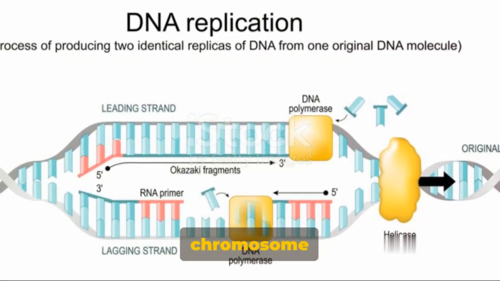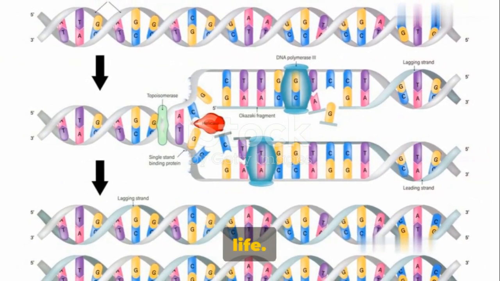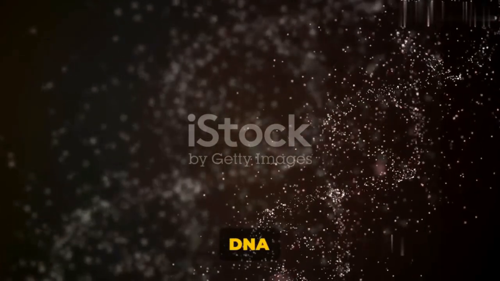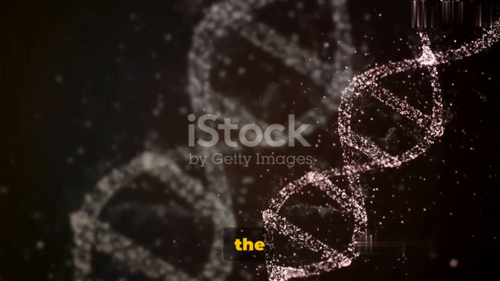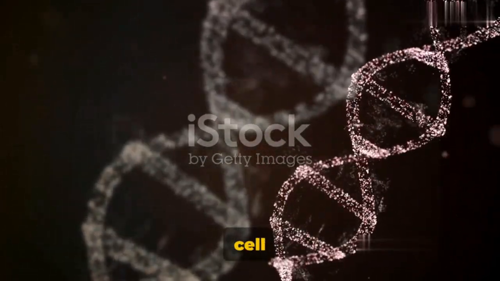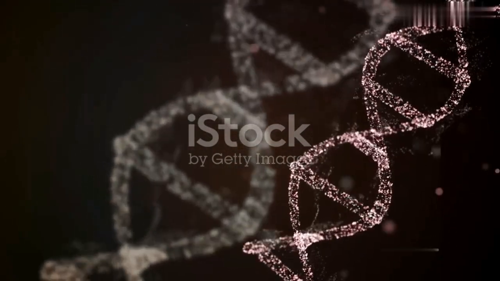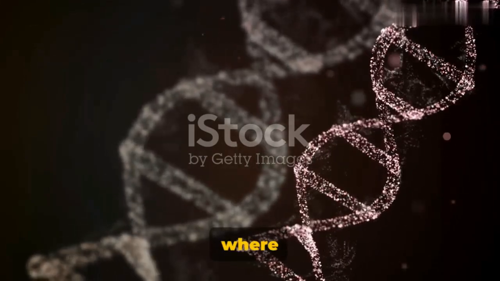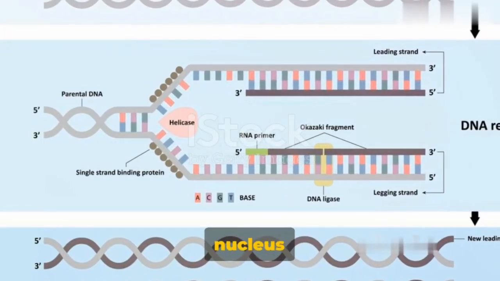Let's start with the chromosome cycle. This cycle is all about DNA, the blueprint of life. It alternates between DNA synthesis and mitosis. During DNA synthesis, the double helical DNA of the cell replicates, creating two identical daughter DNA molecules. Then comes mitosis, where these identical DNA molecules are separated, ready to form the nucleus of each new daughter cell.